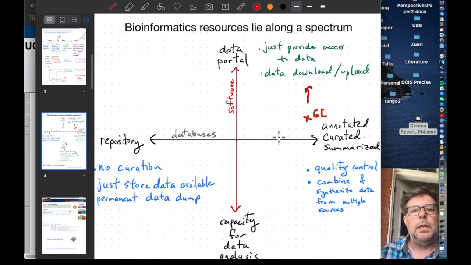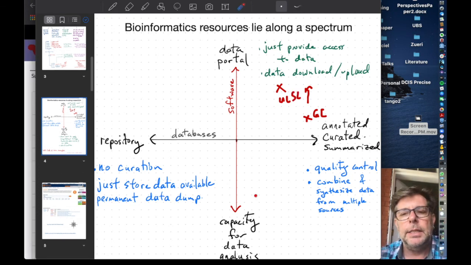Just an intuition: is it closer to being a data portal, or does it have the capacity for data analysis? I don't think it offers much data analysis. There's not really any way to run things on what you find. It's very visual. So I would say it's closer to a data portal, and maybe not quite as annotated as that. So I might put the UCSC browser somewhere up here, right, as a tool.